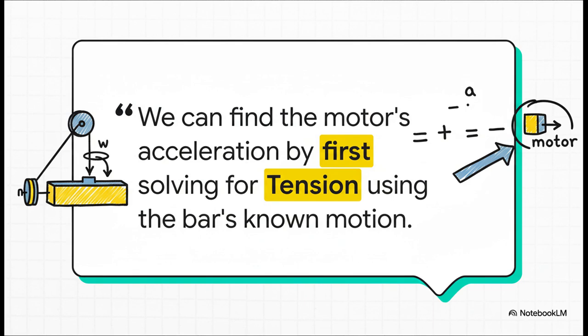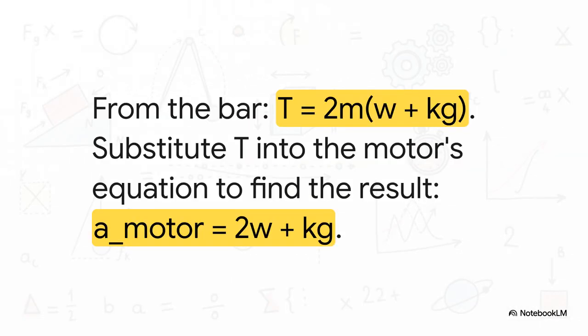Let's look closely at that first equation, the one for the bar. We know everything in it, except for tension. That's our key. We can use that equation to solve for T. And once we have a value for T, we can just plug it right into the second equation for the motor. That'll let us solve for the one thing we need, the motor's acceleration.